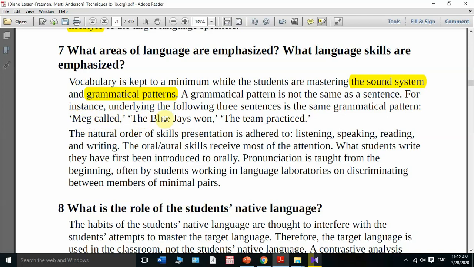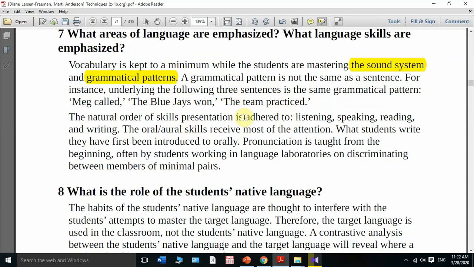In the other sentence, the Blue Jays won, it's actually sort of a clause here. So we have the Blue Jays, 3 words as the subject, but still they take the role of the subject plus the verb. Here, the team practiced, again we have 2 words, the team representing the subject, and then we have the verb practiced. So what teachers in the audiolingual method do is they focus on the grammatical patterns, right? Here it is.